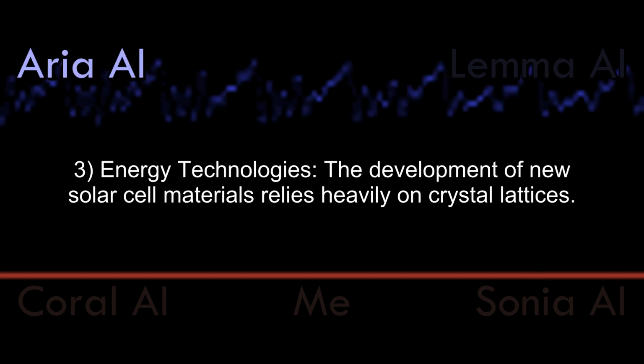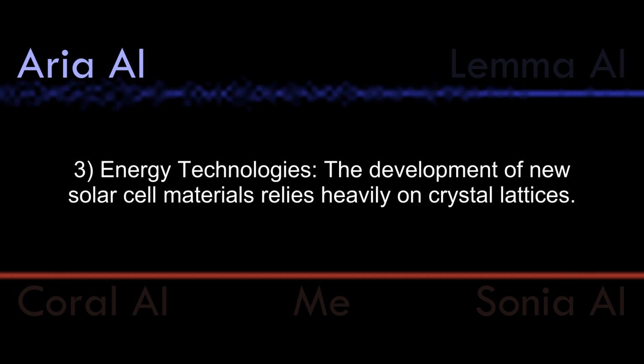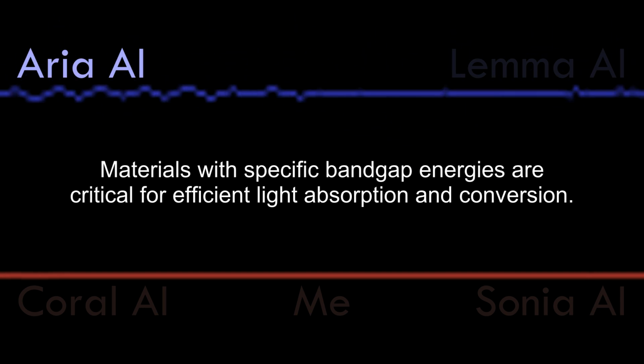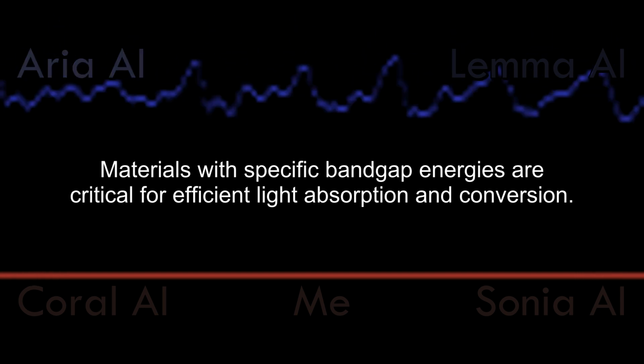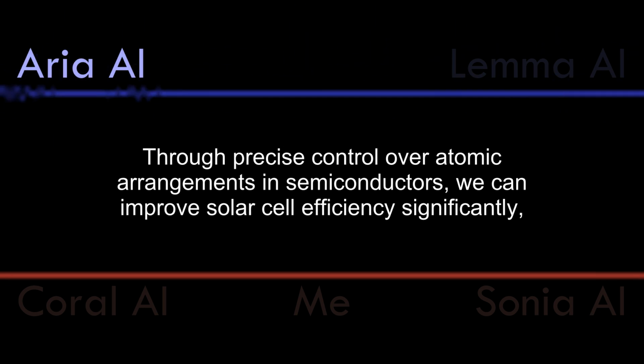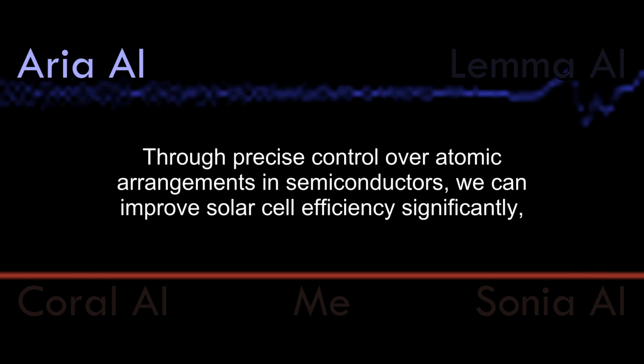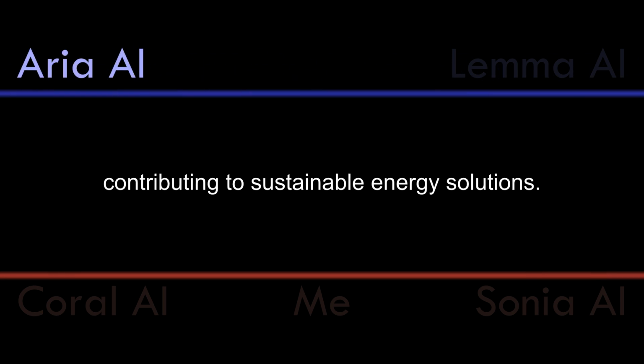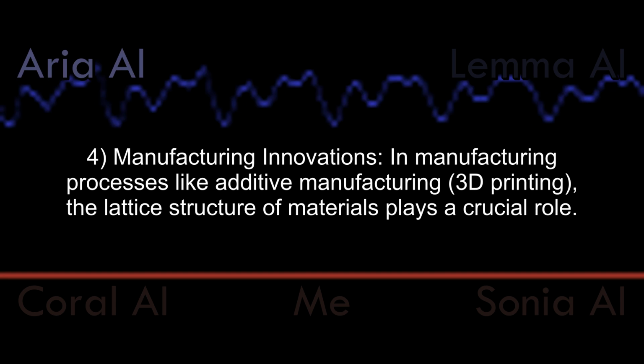Three, energy technologies. The development of new solar cell materials relies heavily on crystal lattices. Materials with specific band gap energies are critical for efficient light absorption and conversion. Through precise control over atomic arrangements in semiconductors, we can improve solar cell efficiency significantly, contributing to sustainable energy solutions.